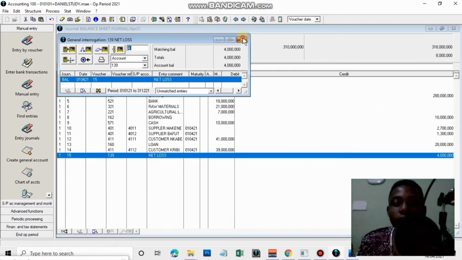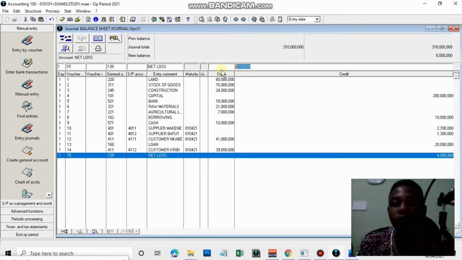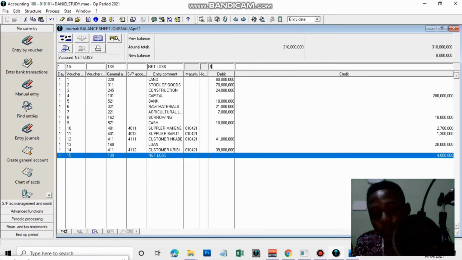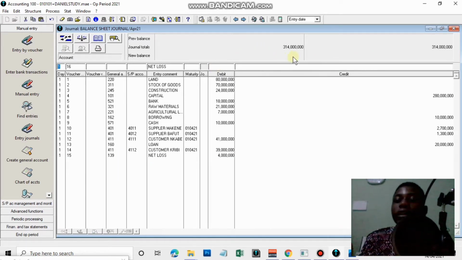We double click here. I will correct it, cancel the amount on the credit side, and put it on the debit side. That means 4 million. You'll see how this now has balanced. That means 340 million, 340 million, which means the balance sheet is well completed. And please, there's something I want you guys to take note of.